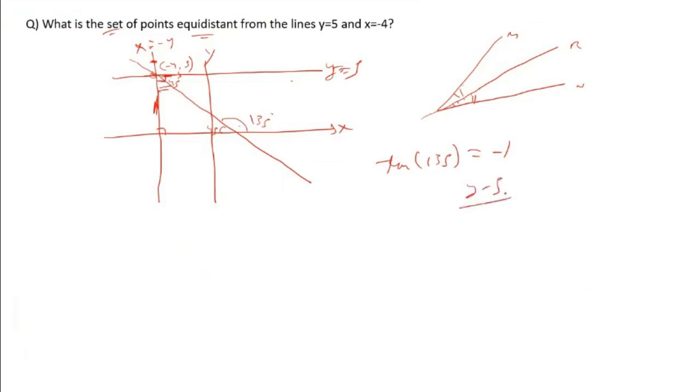Let me directly write the equation then. (y minus 5) over (x plus 4) will be equal to minus 1. So y minus 5 is minus x minus 4. So basically x plus y equal to 1. That's the answer to this. This is x plus y equal to 1, and that is the set of points which is equidistant. So every point on x plus y equal to 1 will be equidistant from these two lines.